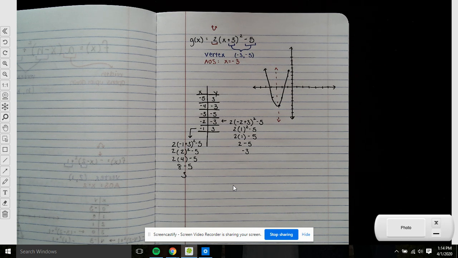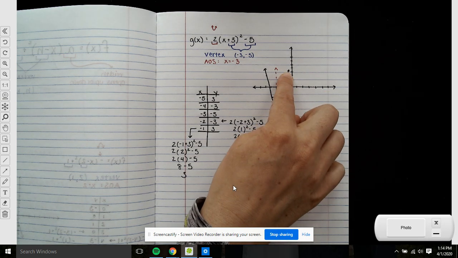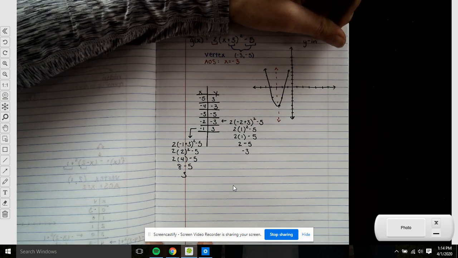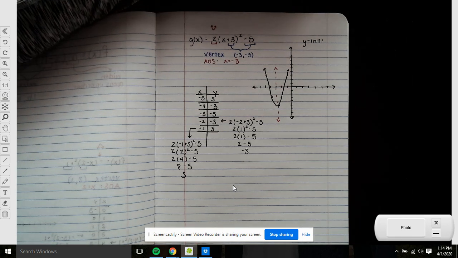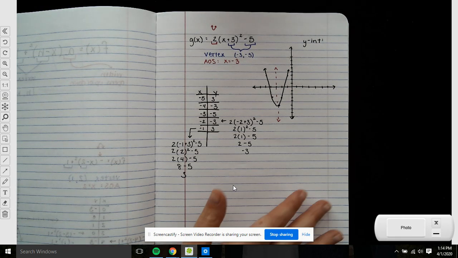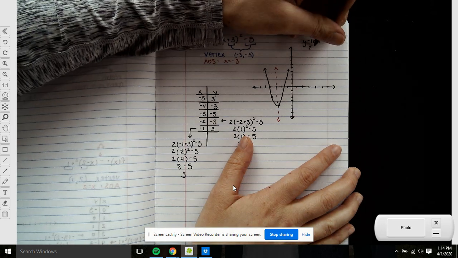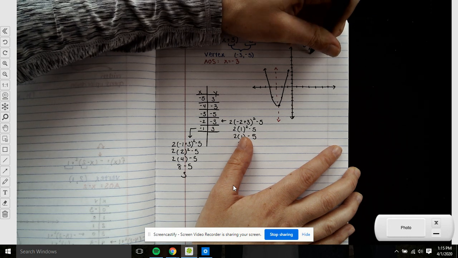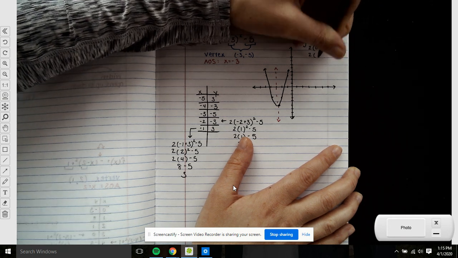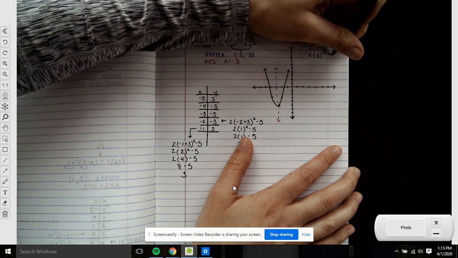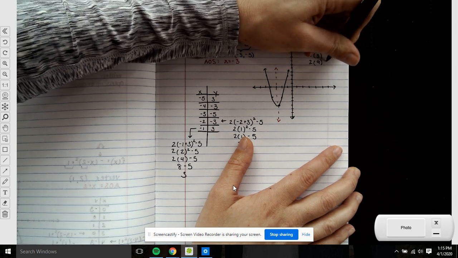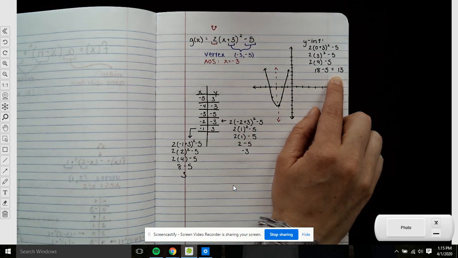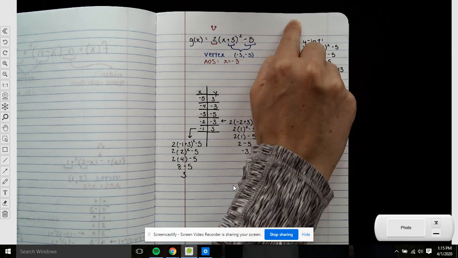If I wanted to find the y-intercept, notice I haven't hit it yet. I can find the y-intercept by plugging in 0 into the equation. So if I plug in 0, I get 2 times 0 plus 3 squared minus 5. So that's 2 times 0 plus 3 is 3. So that's 2 times 9 minus 5. So I get 18 minus 5, which is 13. So this would be my y-intercept. And notice it would be way up there. Keep going up.